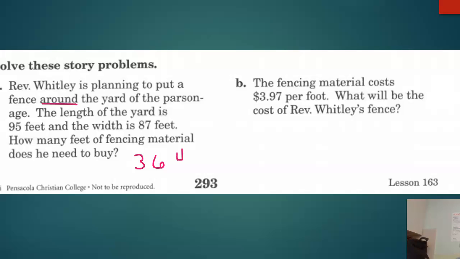Now we're going to take that answer of 364 feet in order to be able to solve section B. Section B's question says, the fencing material costs $3.97 per foot. What will be the cost of Reverend Whitley's fence? So now we need to take our answer of 364 and multiply it times the cost. Go ahead and do that problem. All right, you should have come up with a final total of $1,445.08 as the cost for that fence.